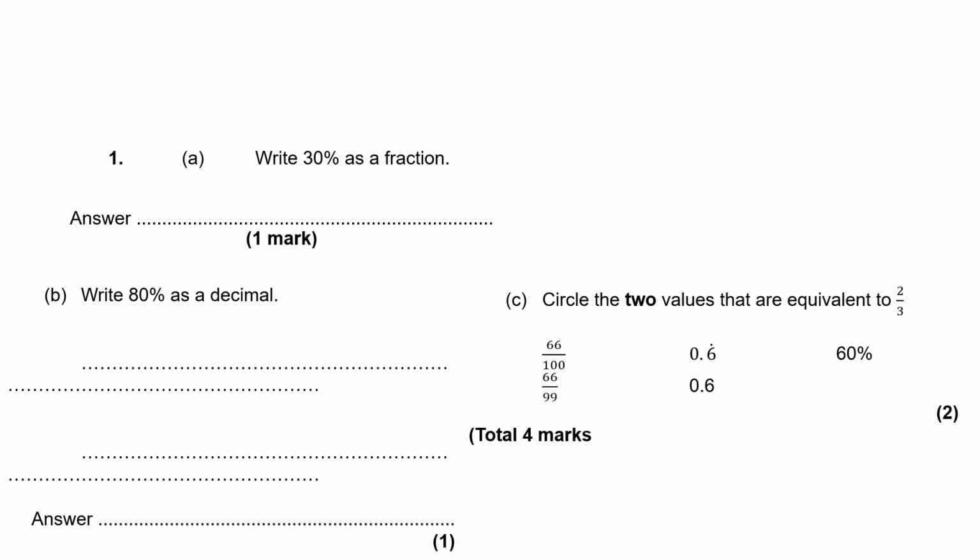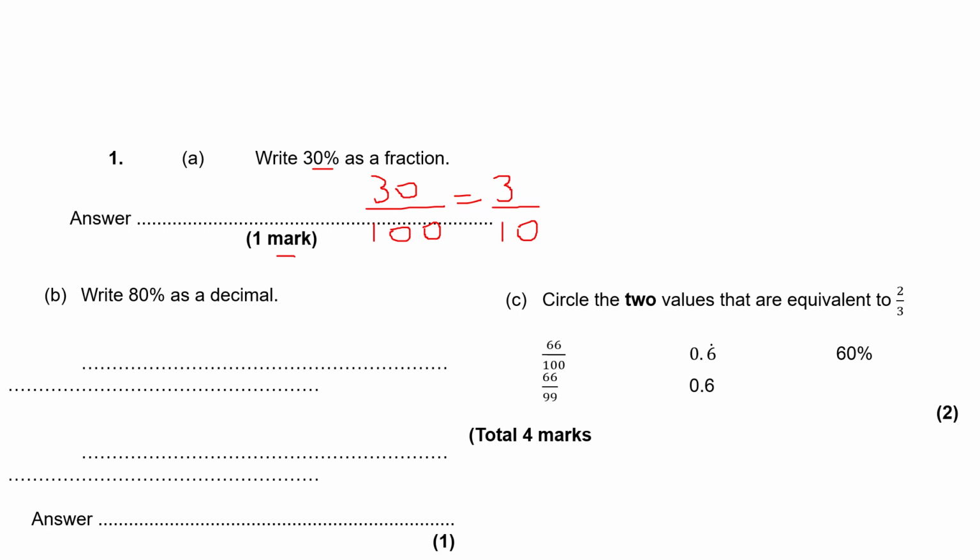Write 30% as a fraction. It's worth 1 mark. So percent or percentage means out of 100. It means per 100. So the answer will be 30 hundredths, or any other equivalent fraction to 30 hundredths. So 30 hundredths, which simplifies to 3/10. Now the question doesn't actually say it has to be simplified, so I can have either answer. So you would write down one of your answers, either 3/10 or 30 hundredths.